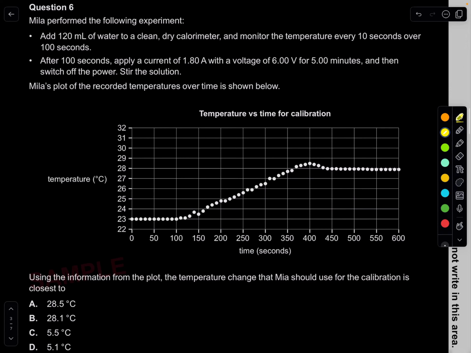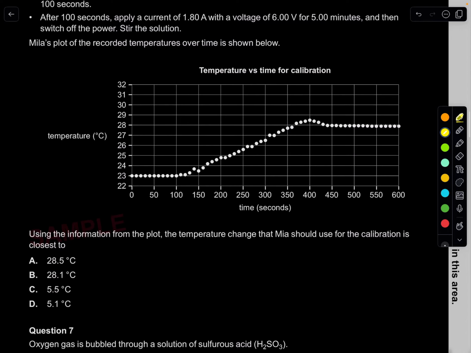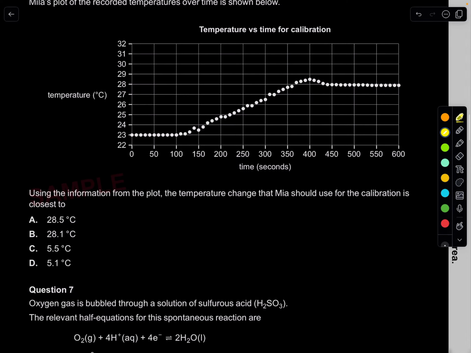Alright, 6. Miller performed the following experiment: added 120 milliliters of water to a clean, dry calorimeter, and monitored the temperature every 10 seconds over 100 seconds. After 100 seconds, apply a current of 1.8 amps over a voltage and time, and then switch off the power. Miller's plot of the recorded temperature over time is shown. Using the information from the plot, the temperature change that Mia should use for the calibration is closest to what?